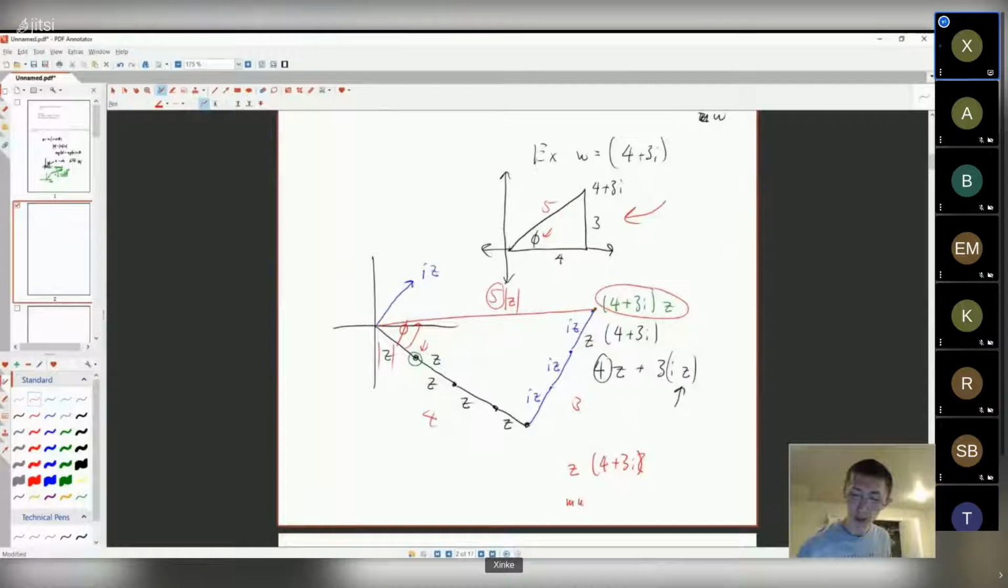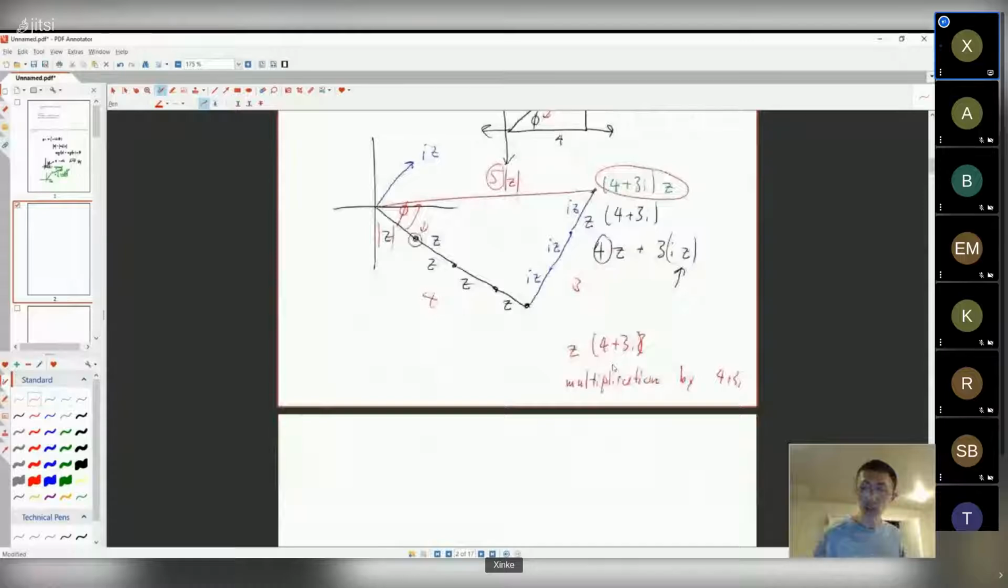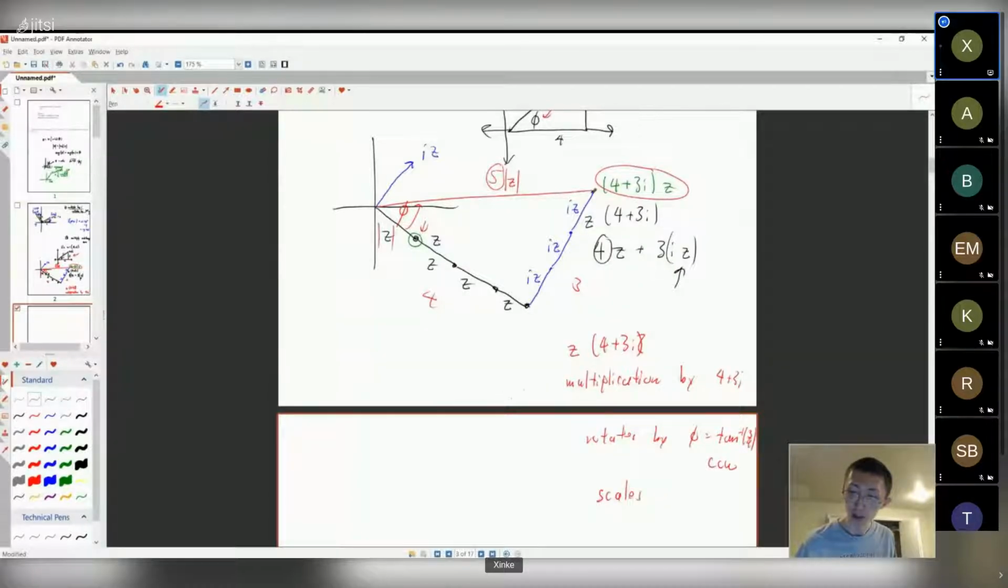So multiplication by 4 plus 3i does what we expected, what we wanted to show it does. It rotates by phi equals tan inverse of 3/4 counterclockwise, and scales the magnitude by 5.